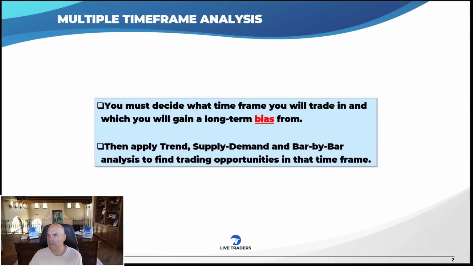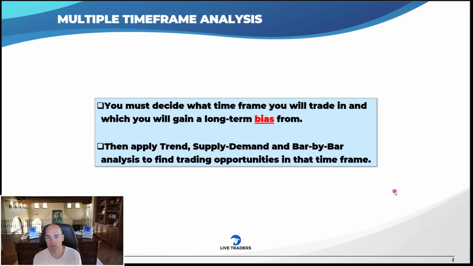So we have spoken at length about multiple time frames, multiple time frame analysis, and so forth. So you must decide what time frame you will trade in and which you will gain a long-term bias from. Then apply trend, supply and demand, and bar-by-bar analysis to find trading opportunities in that time frame. But the bias is put in red there because I want you to see it, jump off the page at you so that you will understand that this is the most important thing you'll have.